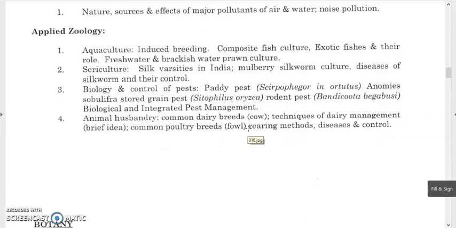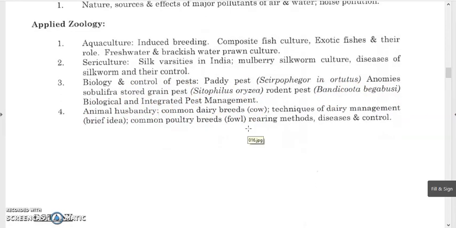The last part is animal husbandry, common dairy breeds, cow, techniques of dairy management, brief idea, common poultry breeds, rearing method, disease and control. These are all part of the zoology part for the recruitment of assistant teacher for biological sciences class 11 and 12 post.